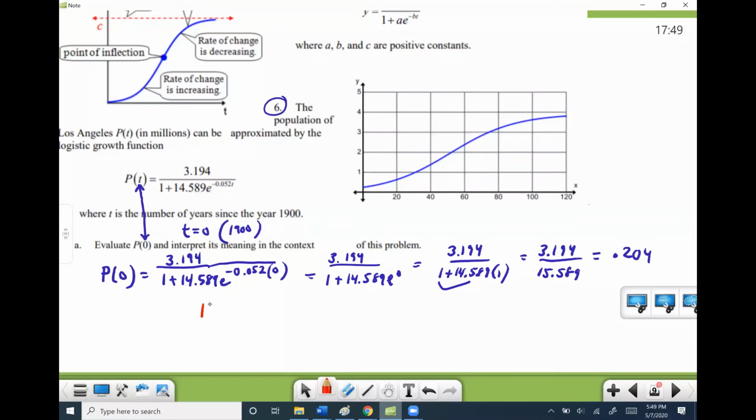So to interpret, the population of LA in 1900 was 0.204 million, right? So not even 1 million. Or 0.205. Oops, I probably should round the right way, huh? Thanks, guys. Let me make that 5 in both spots.